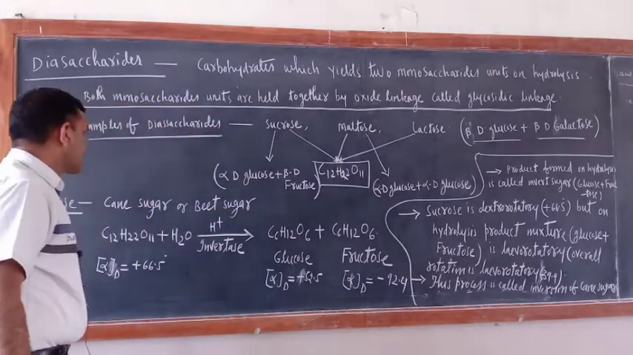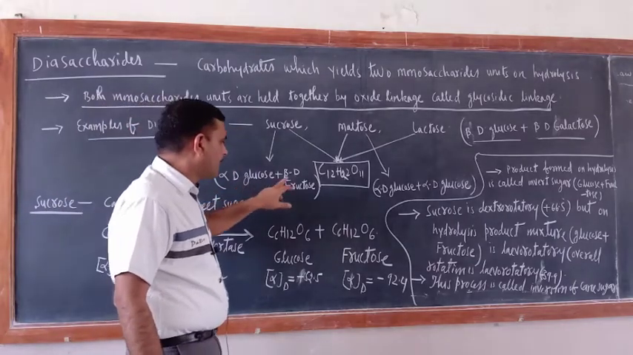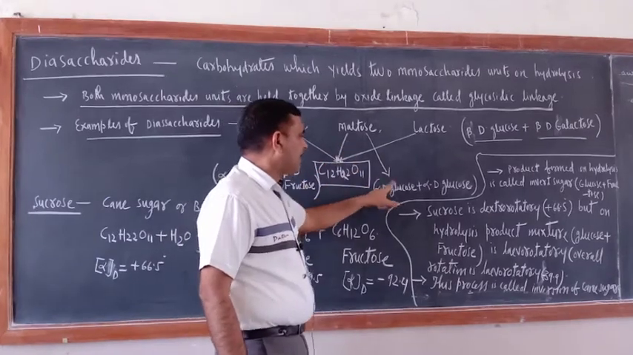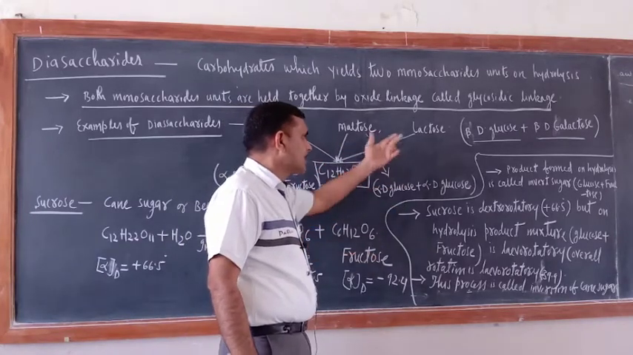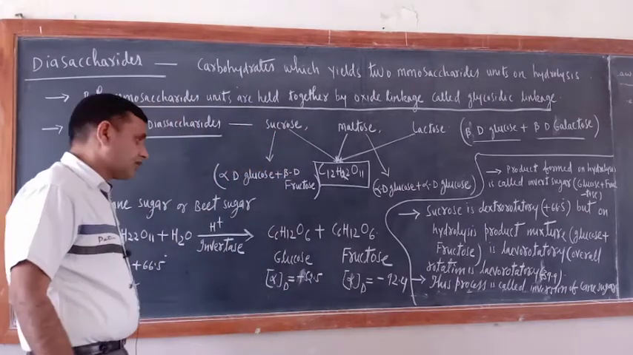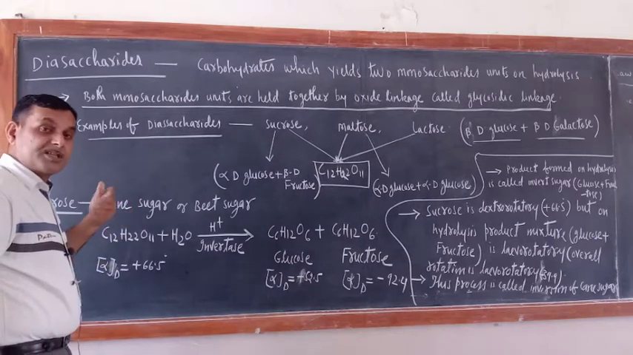Now just see, how can we say that sucrose is made up of alpha D glucose and beta D fructose, or that maltose is made up of alpha D glucose and alpha D glucose, and lactose is made up of beta D glucose and beta D galactose? Now the hydrolysis products will justify this.